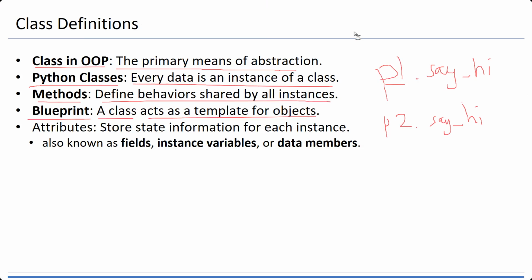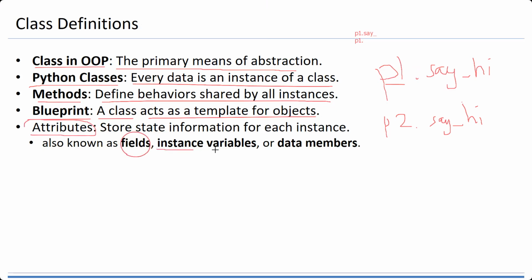It means whenever you have a class, I have P1, a person one, and this person one has some behavior. I can say something, I can do another thing. But now we have only one method, which is say_hi. And whenever we have the method, we need to understand that every instance should have data or attributes. So the attributes, sometimes we call them fields.